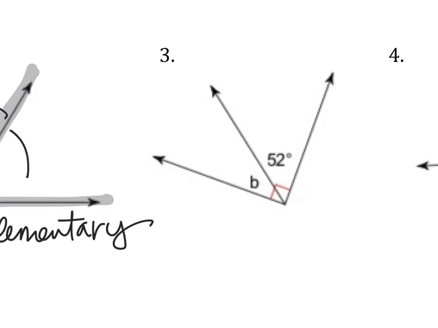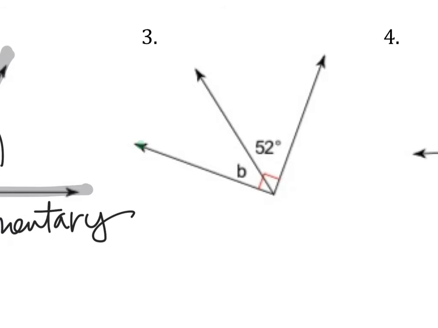Okay, let's look at this one. You have this angle here, one angle, and two angles, and they're connected by that symbol right there. So these two angles are two angles that add up to be 90 degrees, so they are complementary.